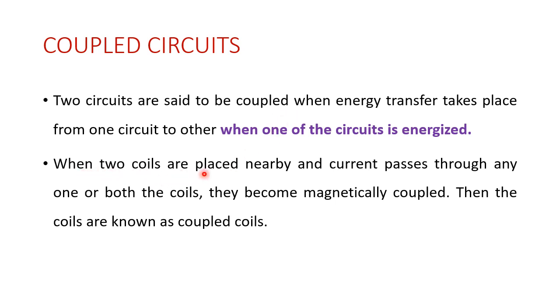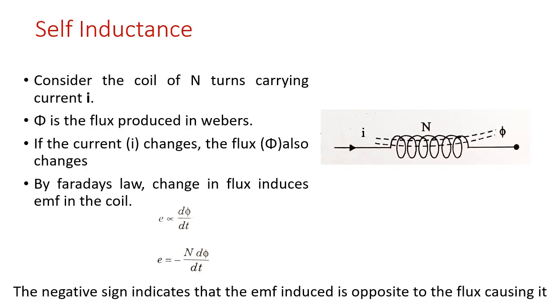Okay, when two inductive coils are placed nearby, and current passes through any one or both the coils, they are magnetically coupled. So they are not physically connected, but they are magnetically coupled because of the magnetic field. Then the coils are said to be coupled circuits. Now we are going to derive the expression for self-inductance, mutual inductance, and the coefficient of coupling. So first we will discuss self-inductance.